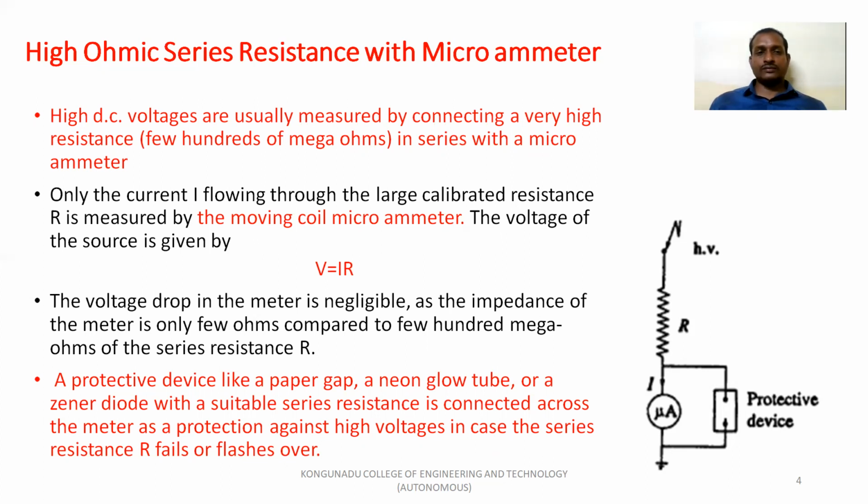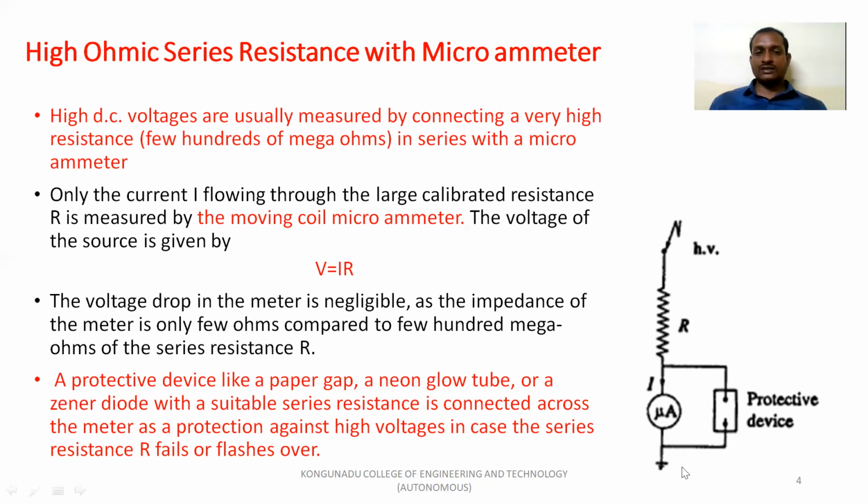That is V is equal to IR. The voltage drop in the meter is negligible, so it does not drop any voltage. We are going to assume negligible voltage drop, as the impedance of the micrometer is only a few ohms. It is small compared to the few hundreds of mega ohms of the series connected resistors.